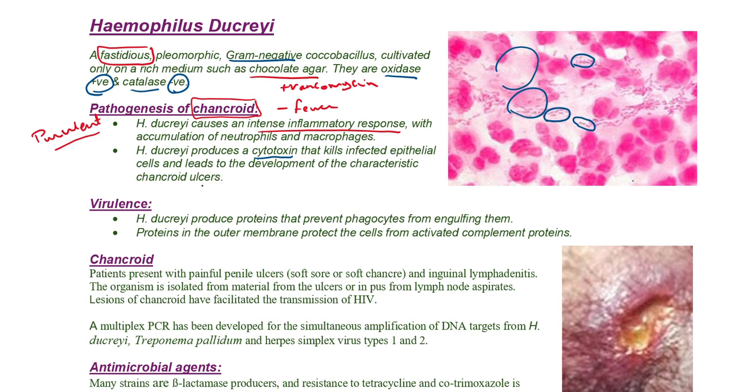And here it's ulcers, not a single ulcer, so it's multiple. Might be solitary, of course, but it's also multiple. So because we have a cytotoxin that's causing death of cells, the ulcer would be of ragged edge and undermined edges.